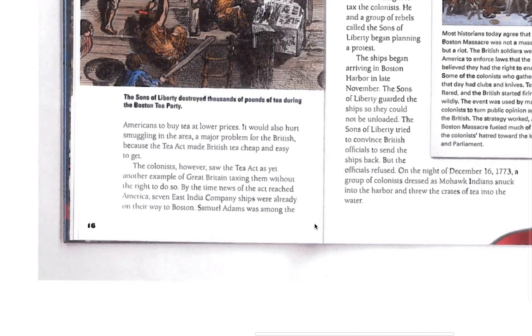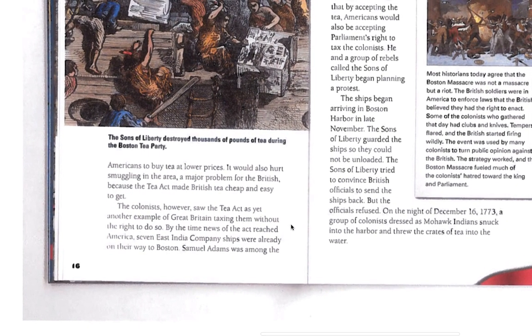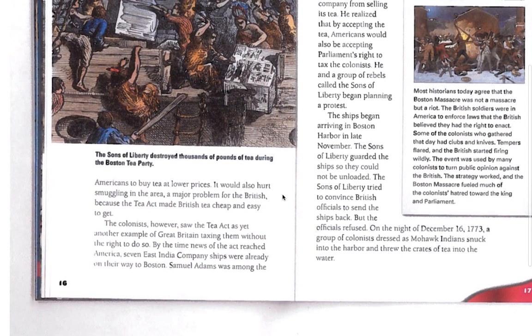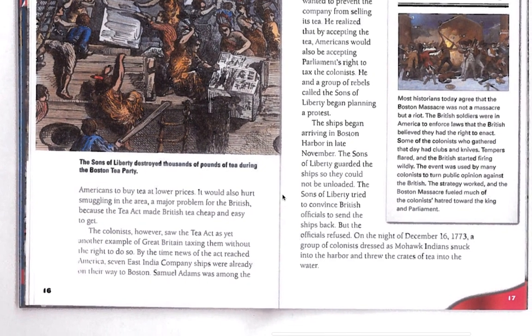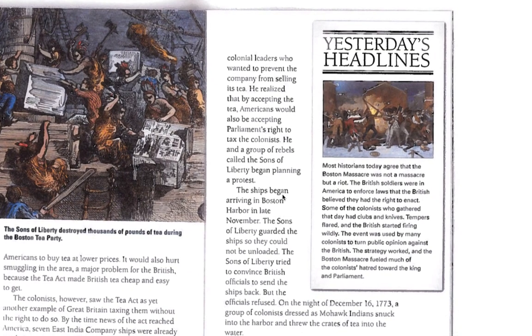It would also hurt smuggling in the area, a major problem for the British, because the Tea Act made British tea cheap and easy to get. The colonists, however, saw the Tea Act as yet another example of Great Britain's taxing without the right to do so. By the time news of the act reached America, 7 East India Company ships were already on their way to Boston. Samuel Adams was among the colonial leaders who wanted to prevent the company from selling its tea.